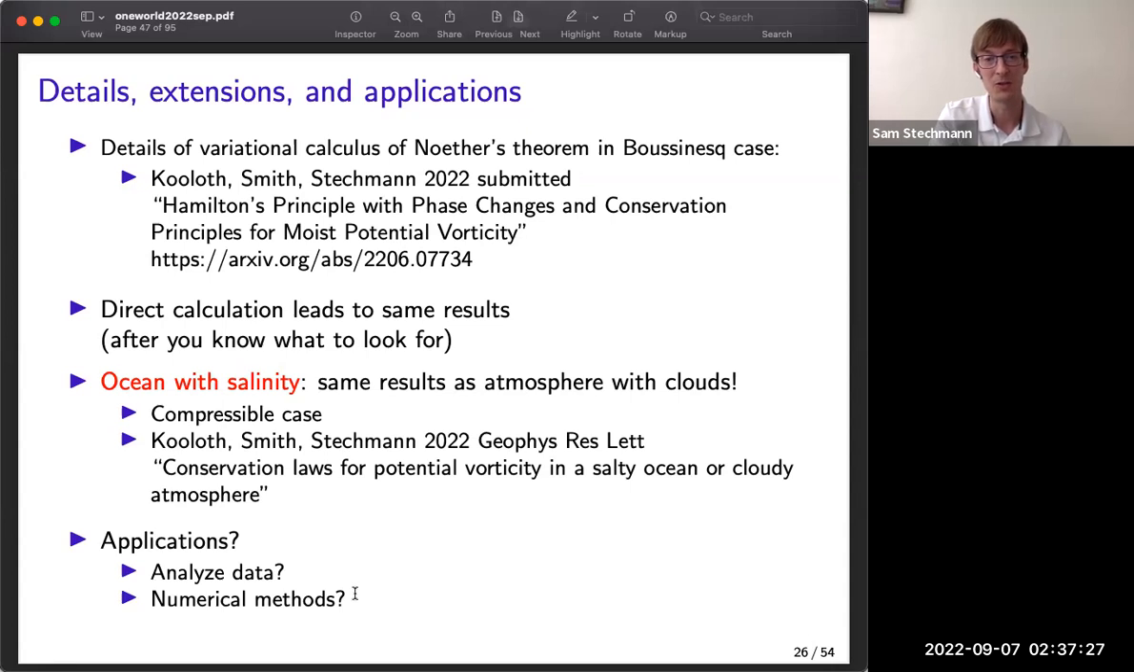There's also an interesting open question related to numerical methods. People sometimes design numerical methods so that they conserve things at a discrete level, like dry PV. So now you could ask, what if I try to design a numerical method? Can it preserve these types of integrated PV quantities at a discrete level? It could be a hard question, but it'd be interesting to try.